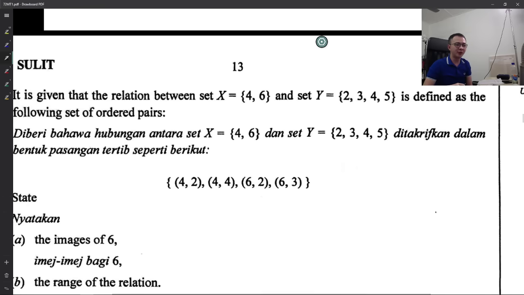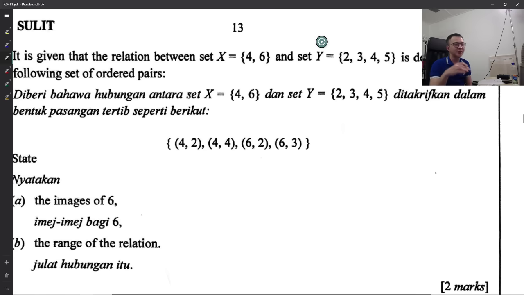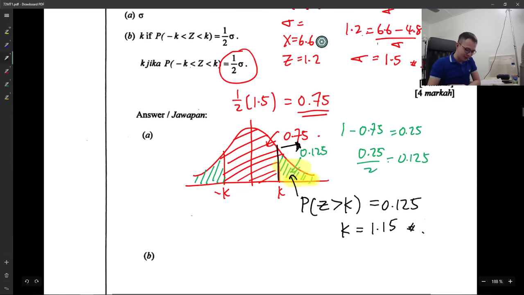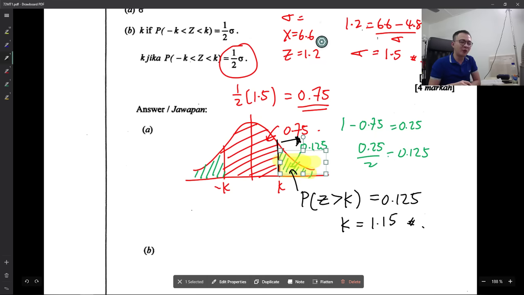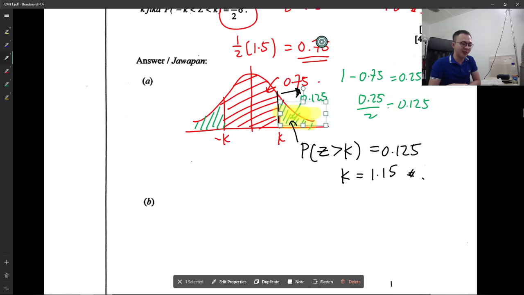Sir, can we take 0.1251? Yeah, because you can either take 0.125. There's no way you get 0.1250, right? I thought it must exist as 0.125. No, the question doesn't say it must exist as 0.125. I think 1.15 is correct. I think it's still okay. Yeah, in the exam, the table is given.